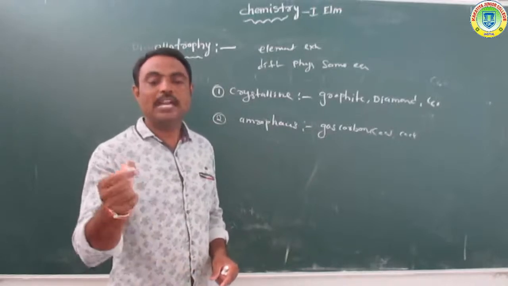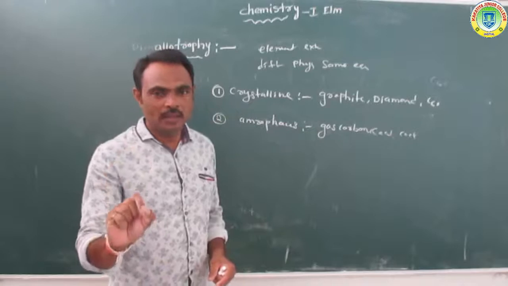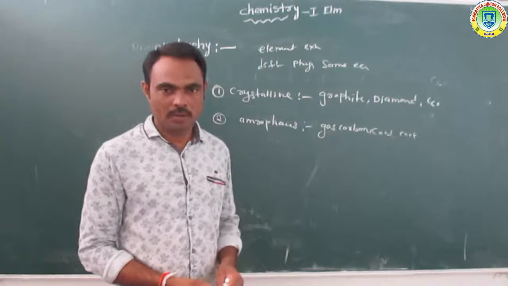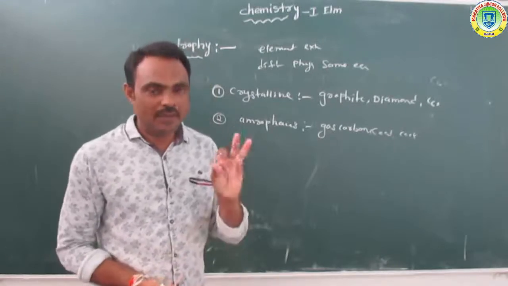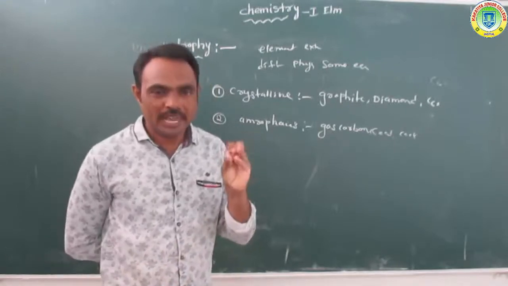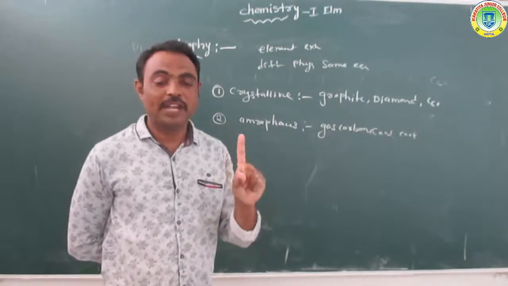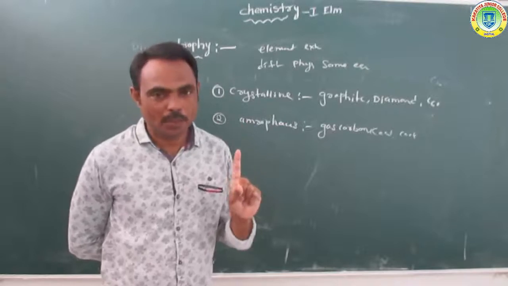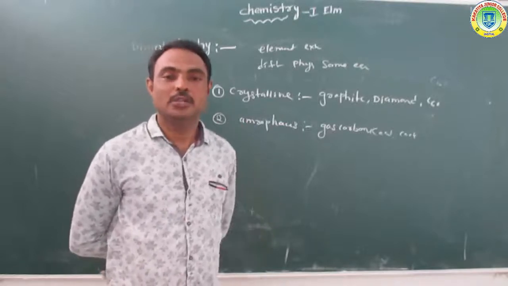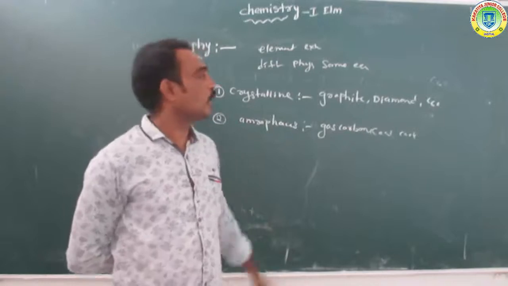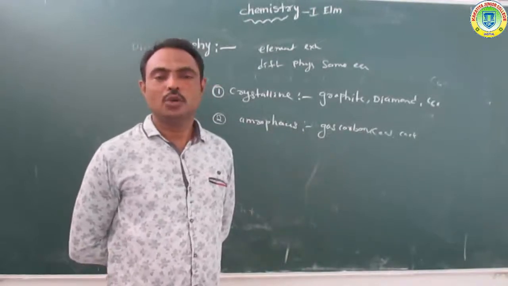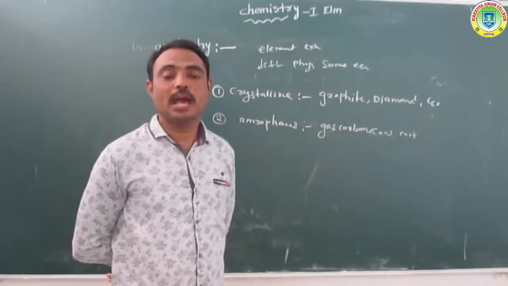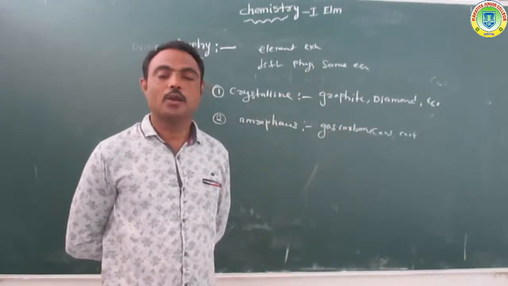What is the meaning of allotropy? Give the example of crystalline allotropy of carbon. Okay, so what is the meaning of allotropy? An element which exhibits different physical properties and equal chemical properties, that element shows the allotropy property. So here carbon, in this 4A group, carbon also exhibits allotropy property.